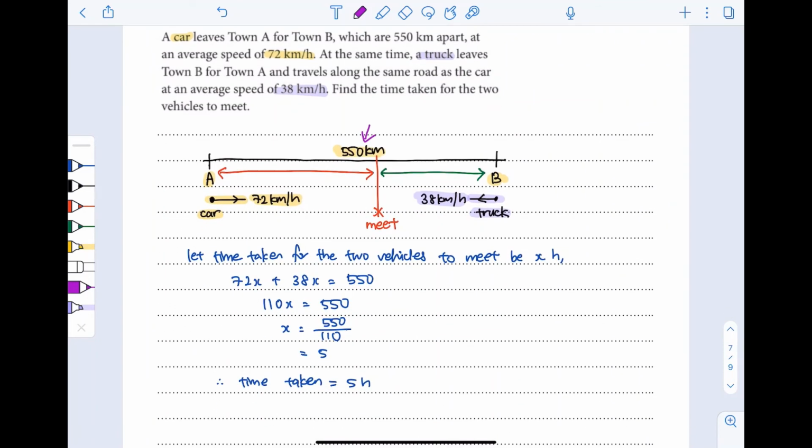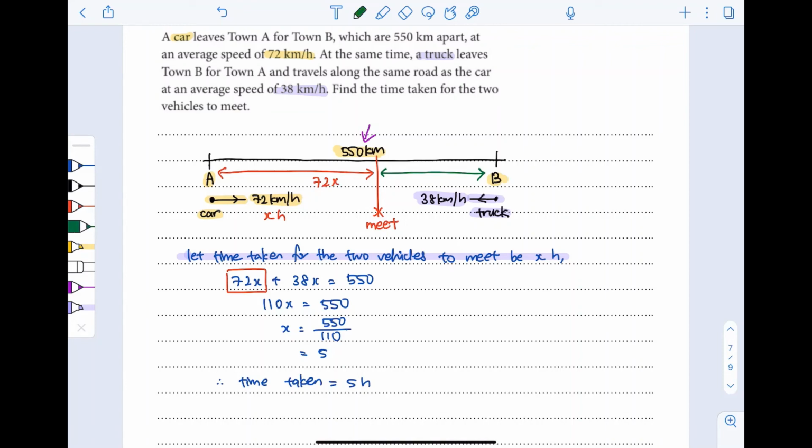The unfortunate thing in this question is that they did not tell you the time taken for it to meet. But we don't have to worry. What we have to do to rectify that is to let the time taken for the two vehicles to meet be x hours. Now that we know it is x hours and the speed of the car is 72 kilometers per hour, speed times time will give us the distance to be 72x.